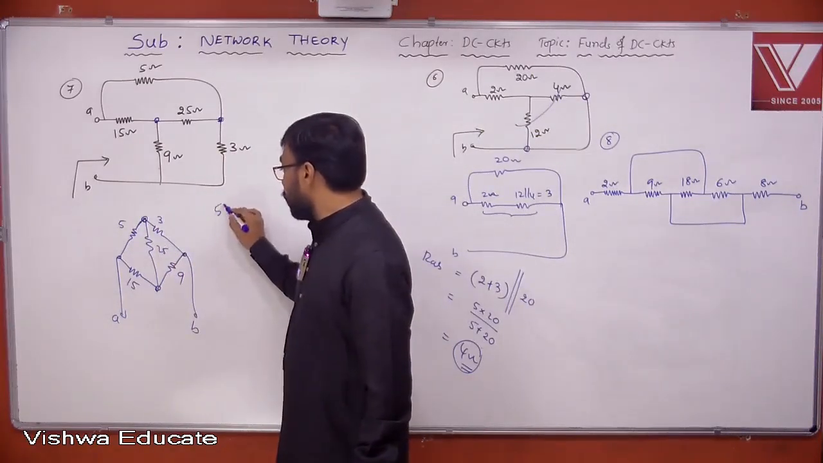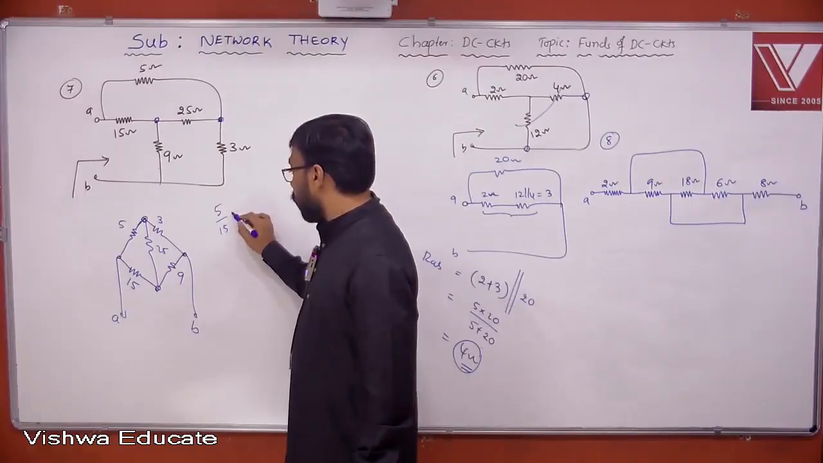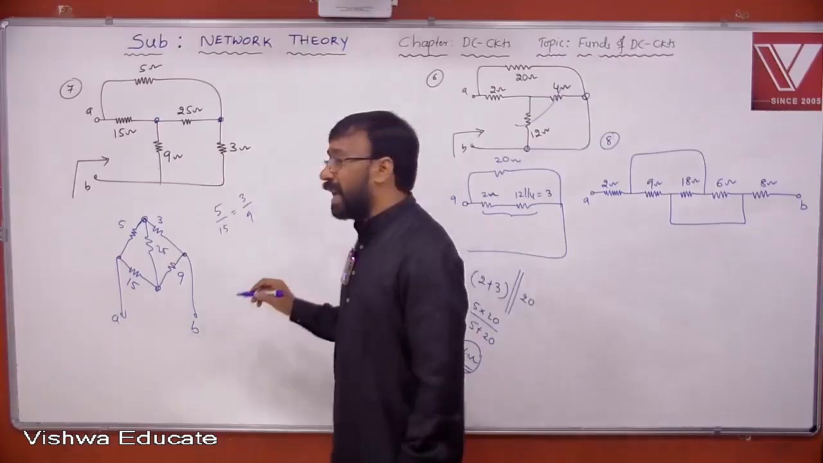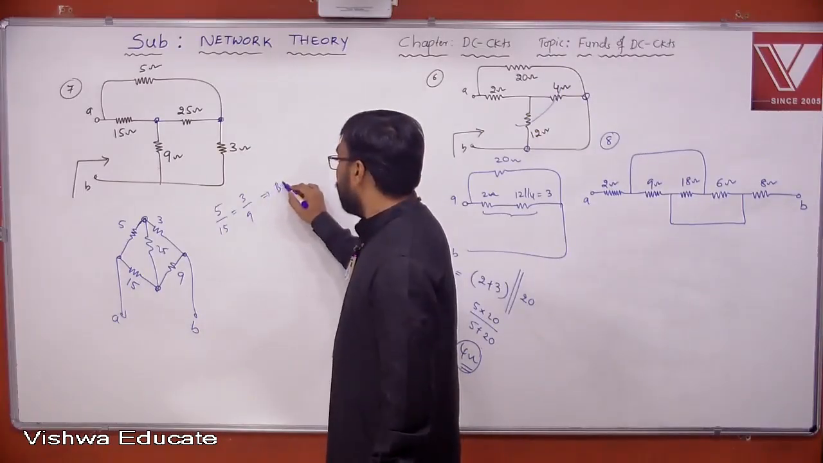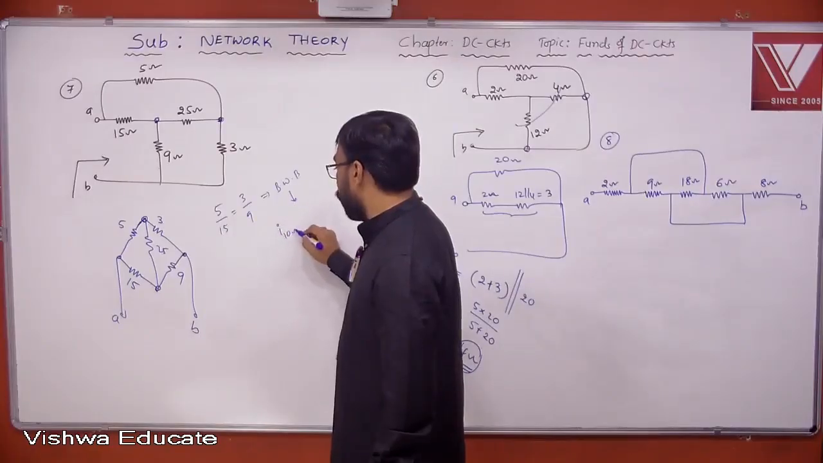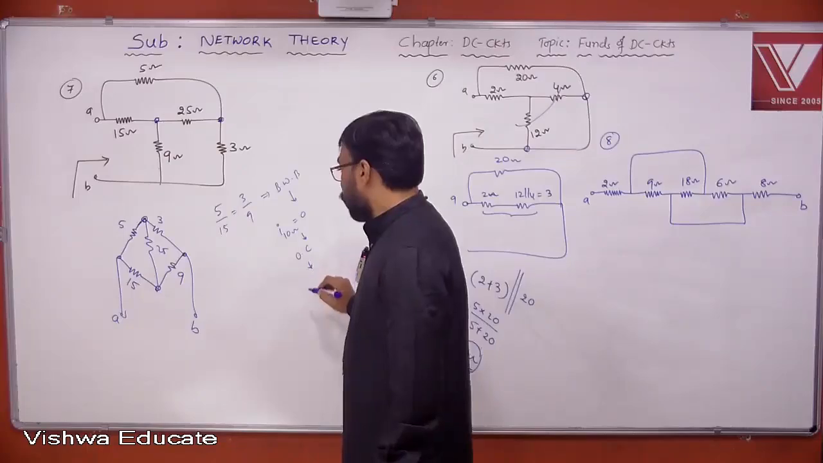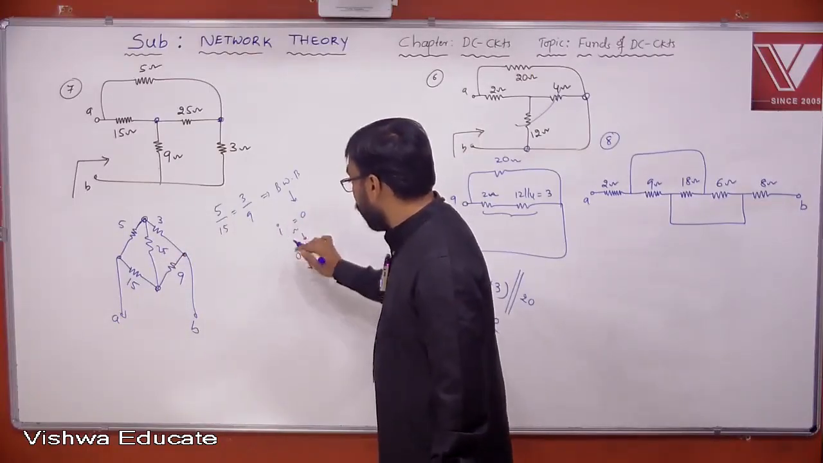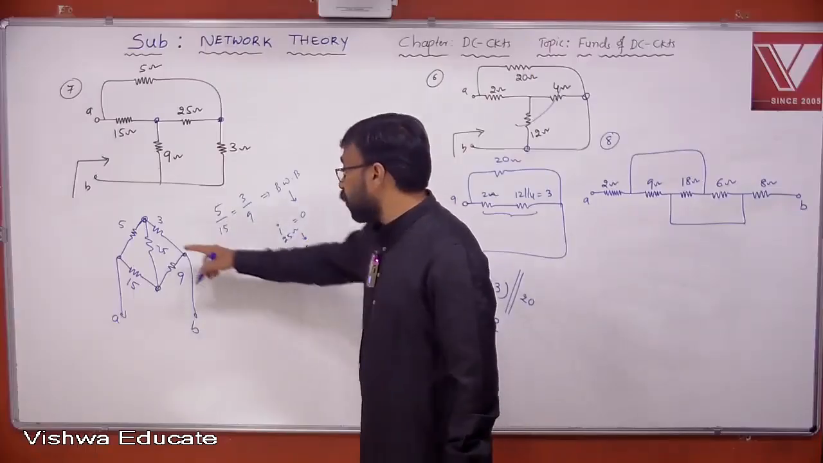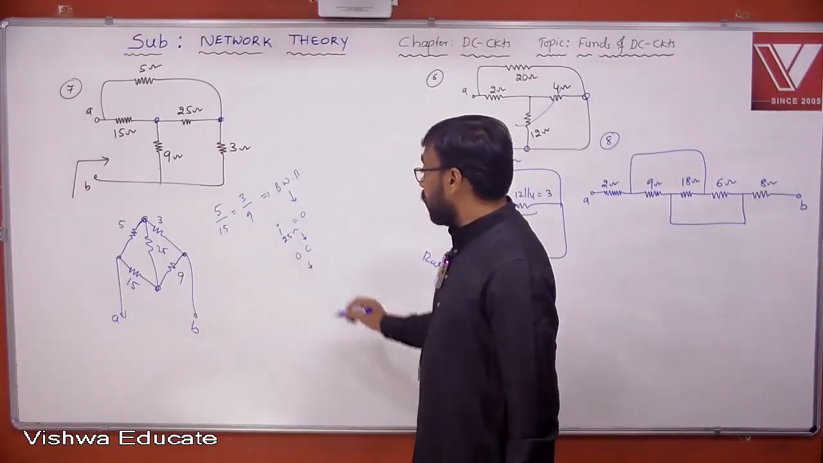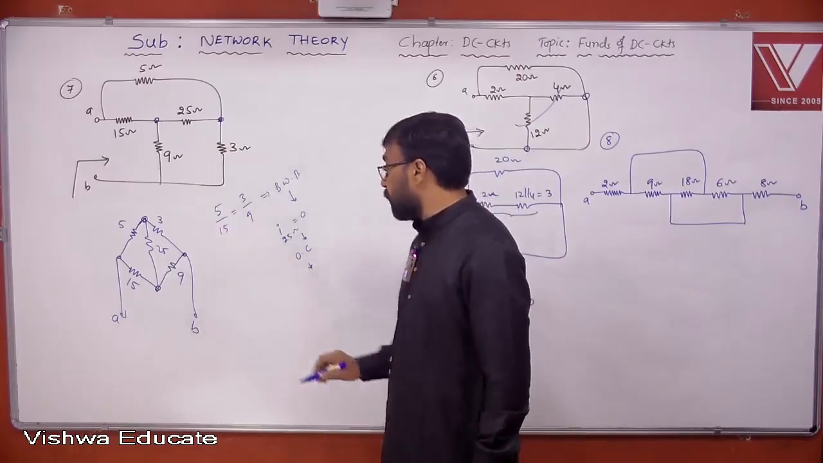Only thing you have to check whether it is a balanced bridge or not. Yes. 3 by 9 is same as 5 by 15. So it is a balanced bridge. Under balanced condition, you can go with current zero condition or voltage zero condition. Current zero refers to what? Open circuit. Current through 25 ohm is 0. Current through 25 is 0 refers to open circuit.